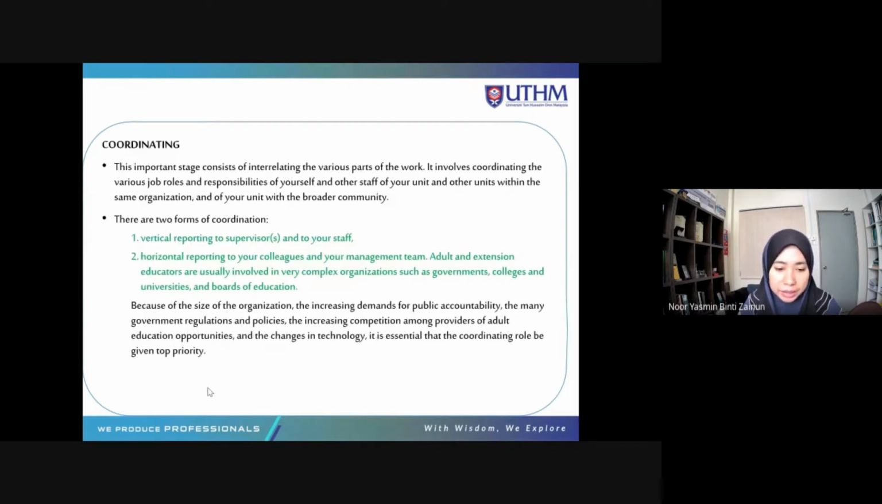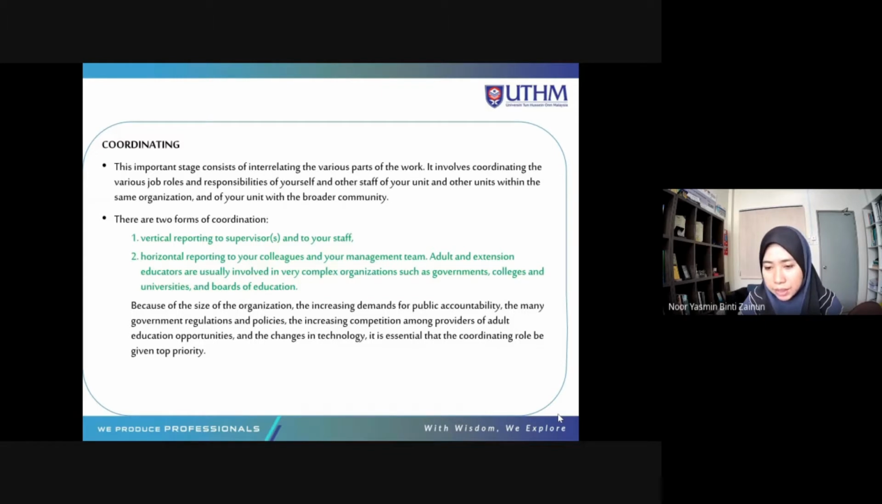Okay, in coordinating we have two forms of coordination, which is vertical reporting to supervisors and to your staff, and also horizontal reporting to your colleagues and your management team. Okay, so adult and extension educators are usually involved in very complex organizations such as governments, colleges and universities and boards of education. Macam for example in universities, when we receive our subjects, our courses to give lectures, then we know already what our responsibilities are. Okay, so we have horizontal reporting.